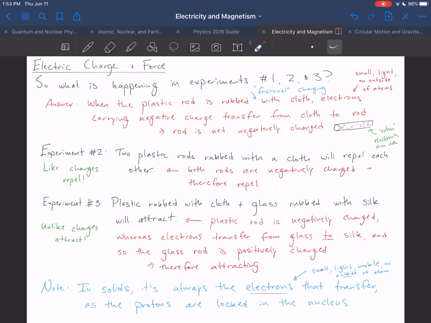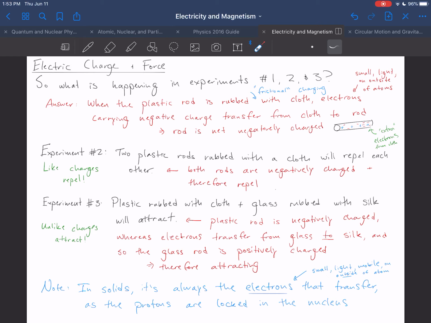So returning to this, when the plastic rod is rubbed with that cloth, those small, light electrons carrying negative charge transfer from the cloth to the rod. And that is what is happening in that process. This is known as frictional charging. And the rod is then net negatively charged. Of note is that it is not obvious at all that the electrons are going from the cloth to the rod. That just happens to be the case here.